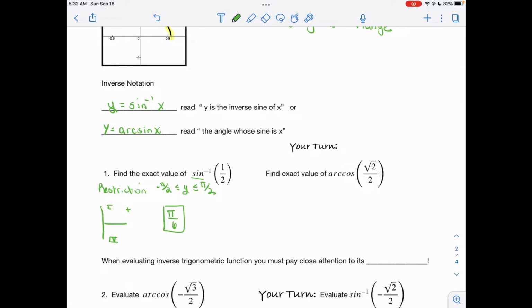All right, so now I want you to try it on your own and find the exact value of the arc cosine of the square root of 2 over 2.